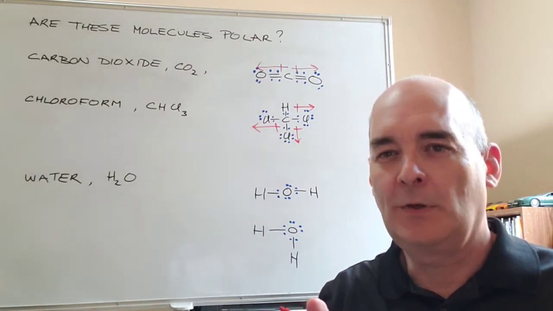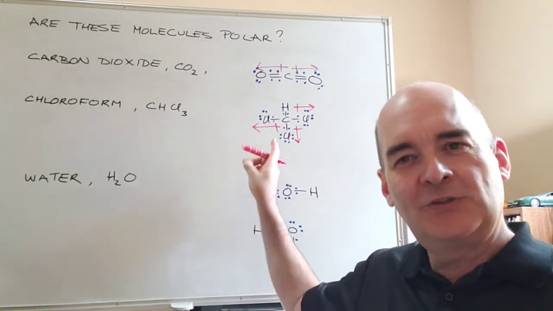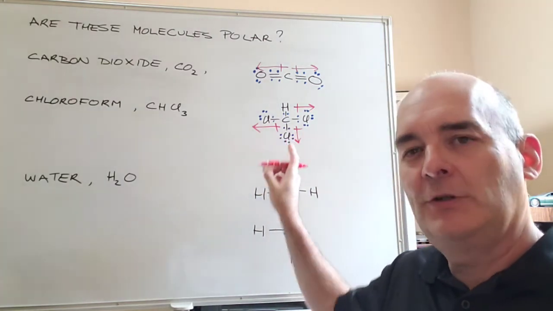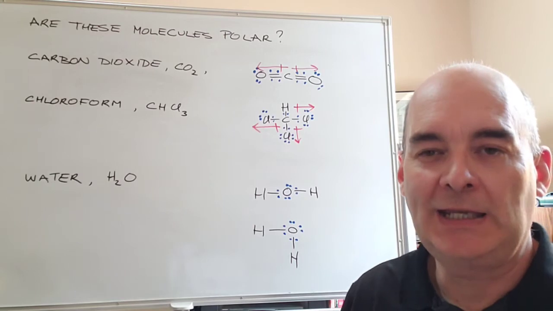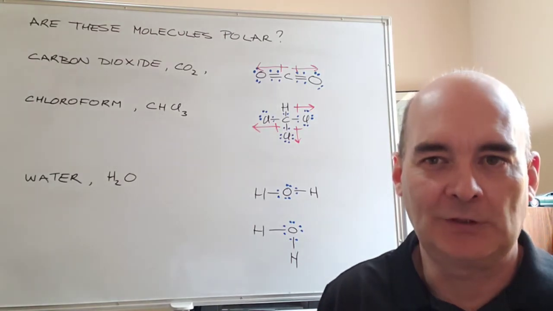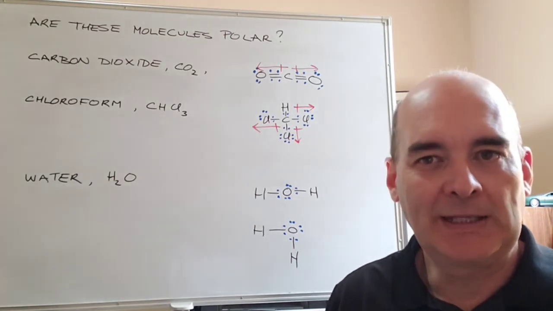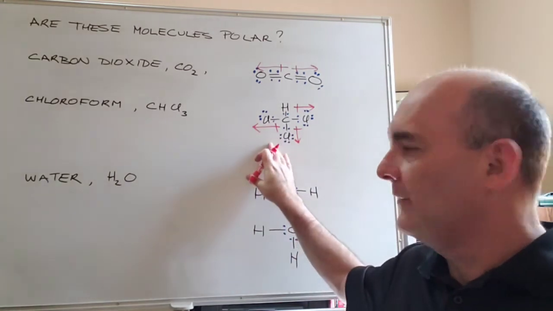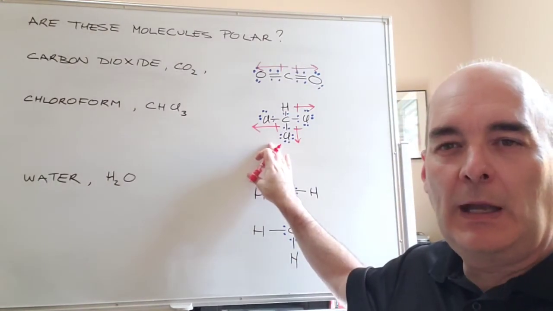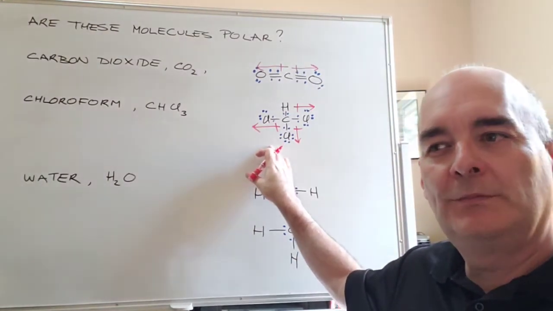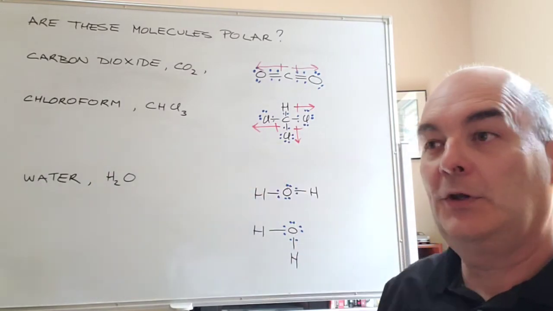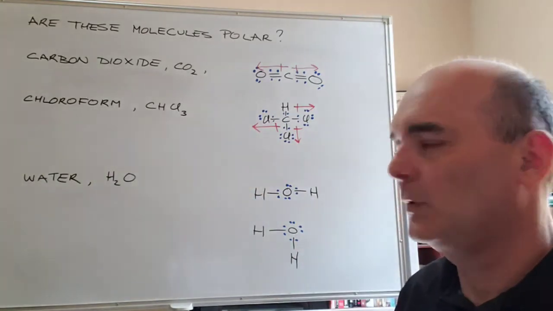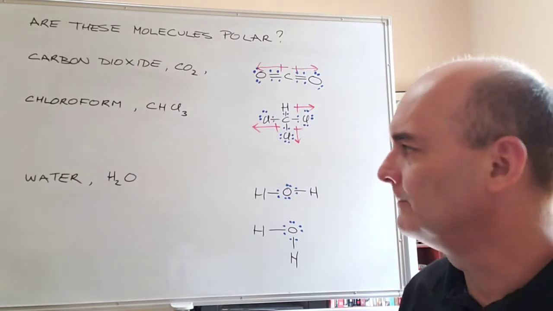What we're missing, though, is this is a 2-dimensional representation of what is in reality a 3-dimensional structure. So there's a little bit more that we have to learn about this, but I think at this point we can safely predict that that molecule is polar. It has what we would call a net dipole.